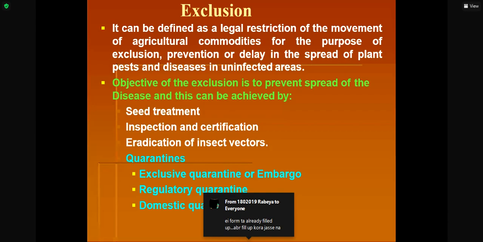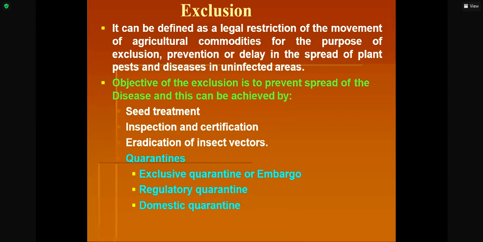In the seed. And how can we do this? By testing the health of the seed. We call it seed health testing. There are a number of methods by which we can test the presence or absence of pathogen on the surface of seed, even inside the seed. So by inspecting the presence of pathogen on the surface or inside the seed, we'll issue a certificate.